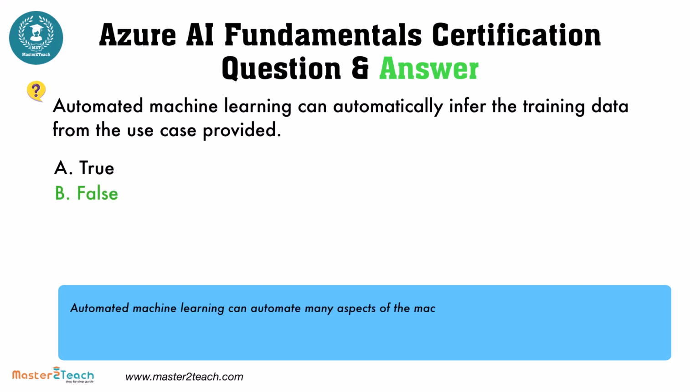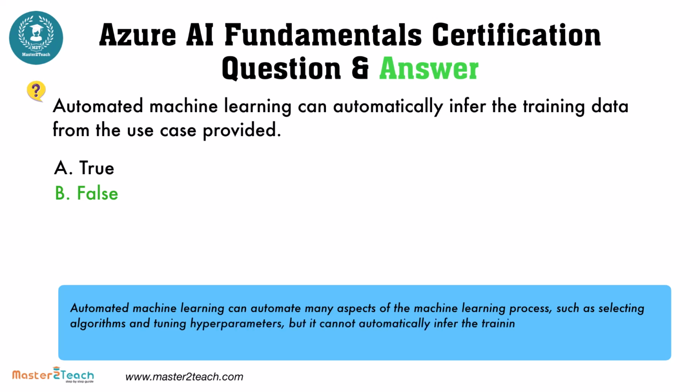Automated machine learning can automate many aspects of the machine learning process, such as selecting algorithms and tuning hyperparameters, but it cannot automatically infer the training data from a use case alone. You still need to provide the appropriate dataset for training.